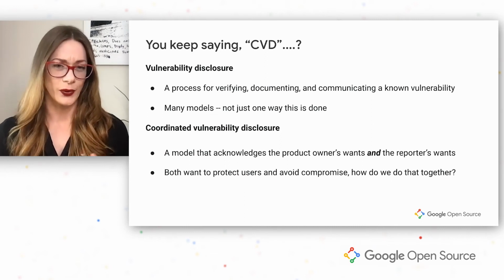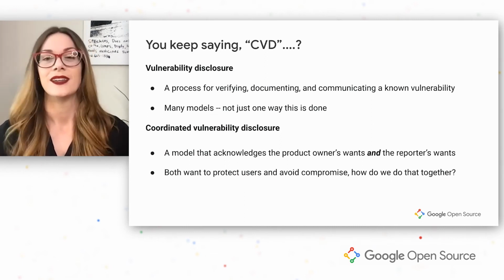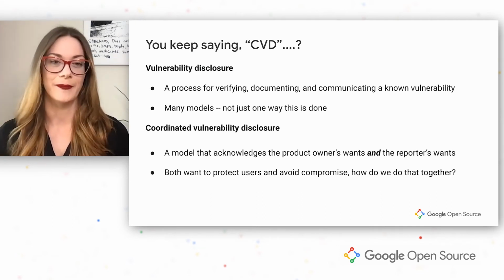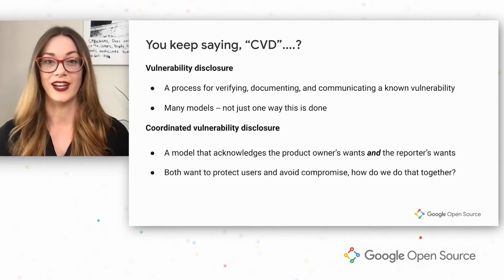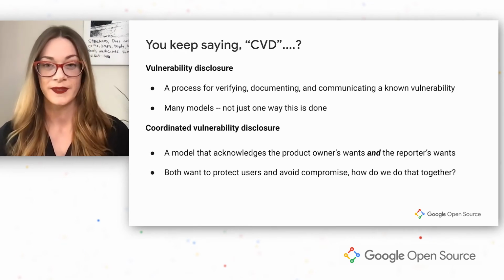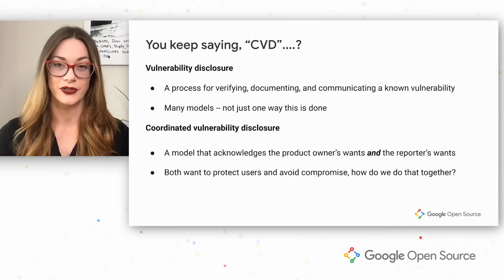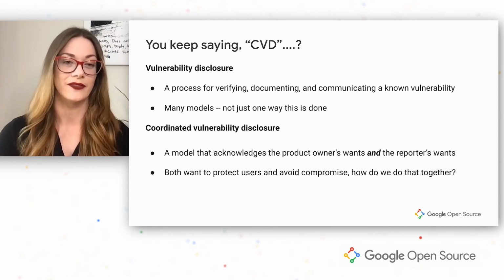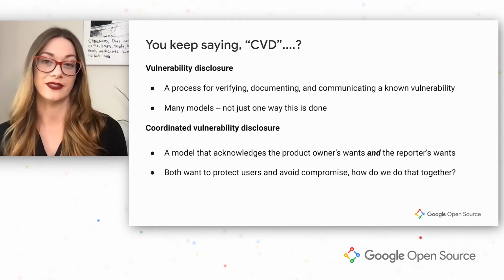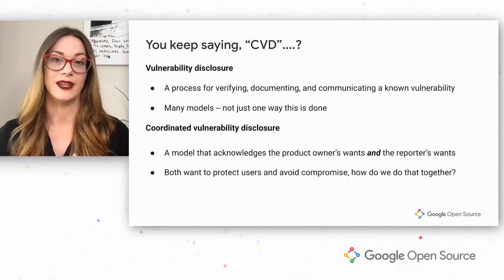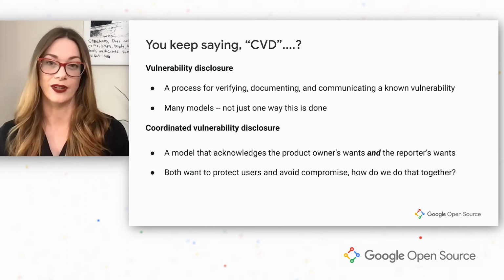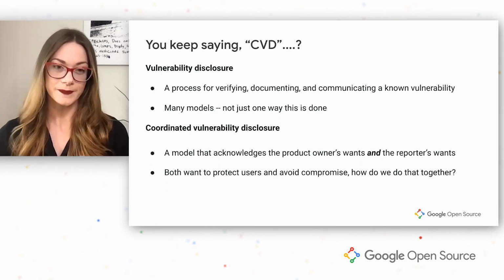So I keep saying coordinated vulnerability disclosure. Vulnerability disclosure actually has many models. There's not just one. There's multiple processes for verifying, communicating, triaging, documenting a vulnerability. Some of those you might hear are full disclosure, which prioritizes getting out information as quickly as possible and as widely as possible. And you might also hear private disclosure, which prioritizes keeping information on a need-to-know basis. And you might hear things like silent patching involved in private disclosure.